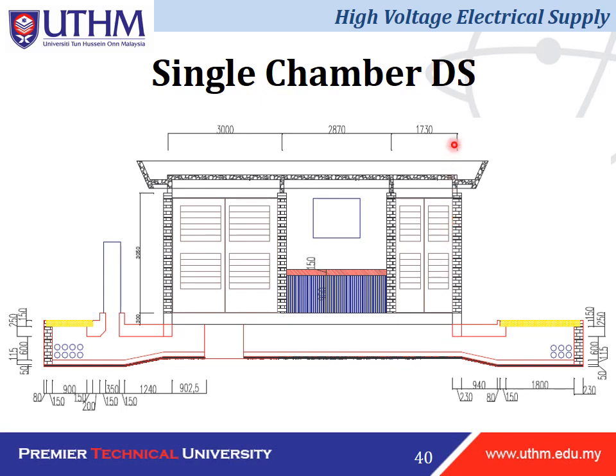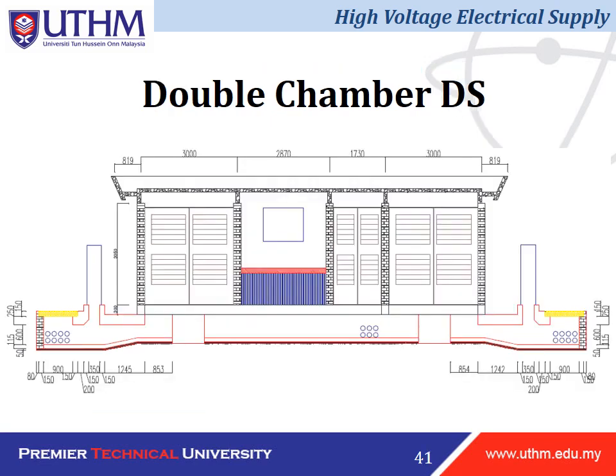Okay, this is the example of the single chamber distribution substation. The layout is like this. We can see from the layout that for the single chamber only one door is present at the distribution substation. So how about the double chamber? For double chamber, we have two doors. Here one, and then another one here. The door functions as where the incoming and outgoing supply is connected.